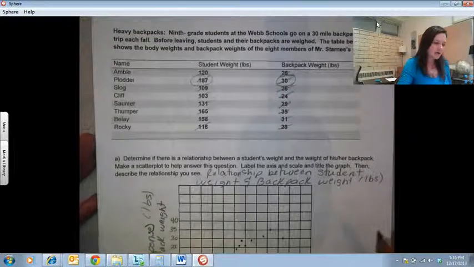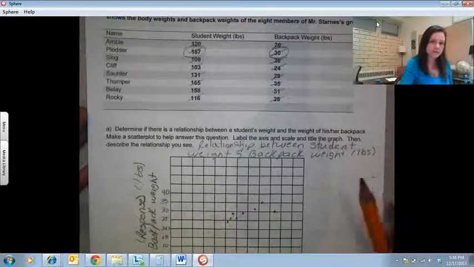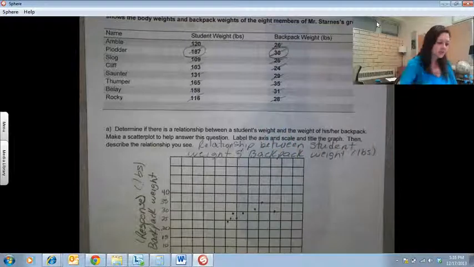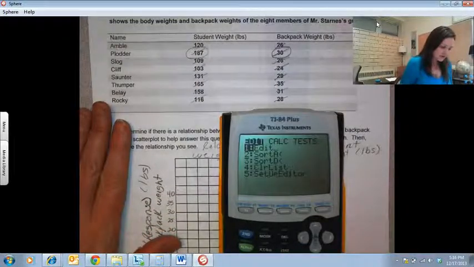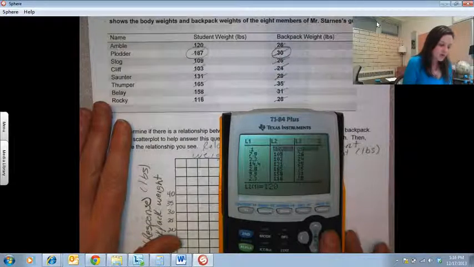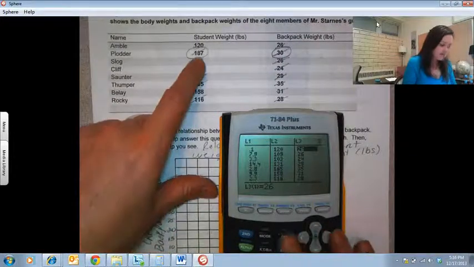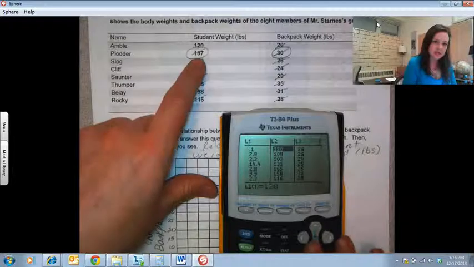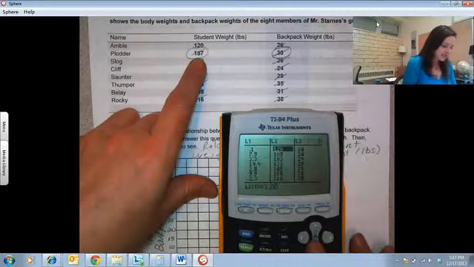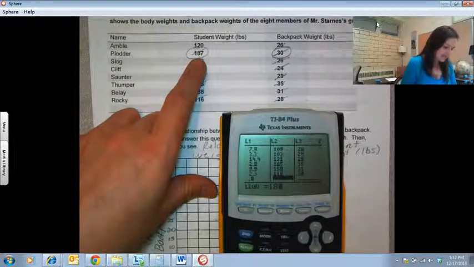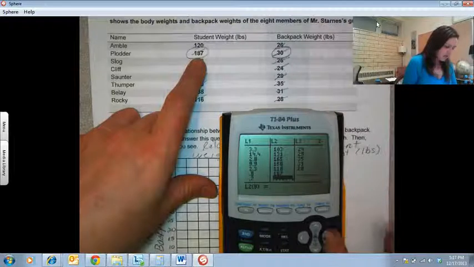I wanted to show you, if you take this data and enter it, I've already entered it into the calculator, in list 2 and 3. I'm missing Plotter because you have to take him out at some point during the question, so I did that already. So let me enter him in at 187, his weight, and his backpack weight is 30.